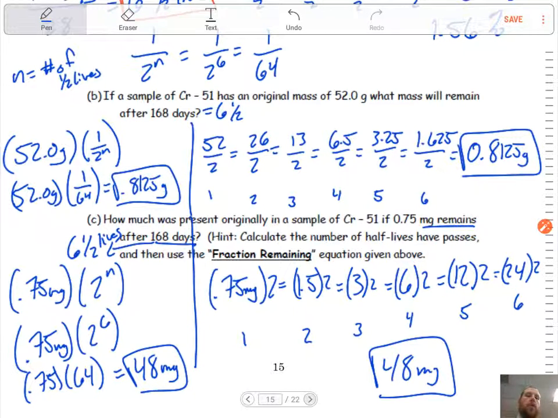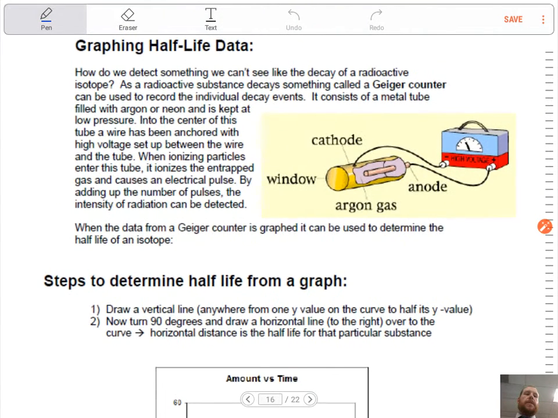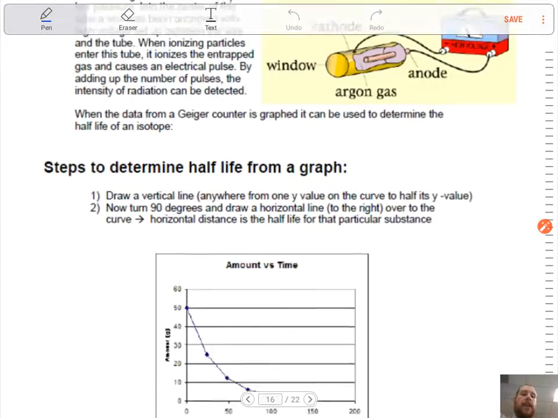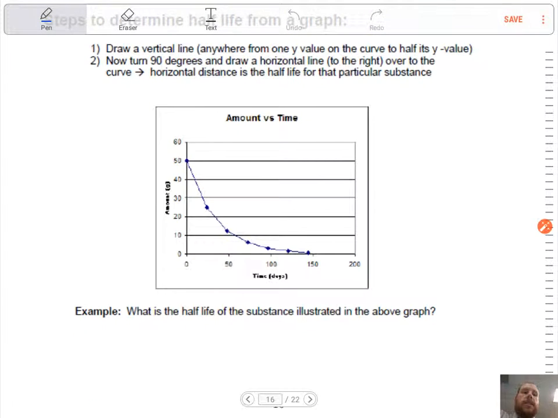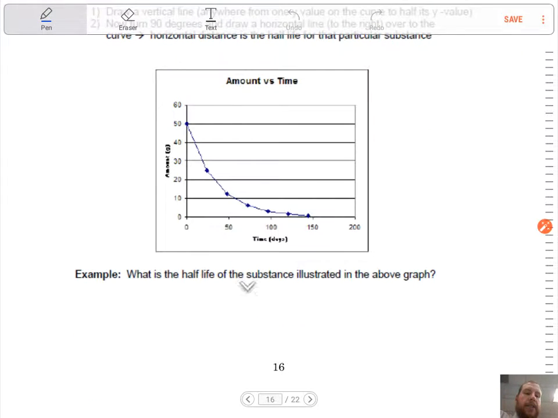So, another question you could potentially see on the Regents is they could give you a graph, okay? This is just explaining graphing half-life and steps. Guys, just keep it simple. Look at your graph. It says, what's the half-life of the substance illustrated above? So look and see, where did you start? Okay, at time 0, we had 50 grams. Well, if we wanted to figure out 1 half-life, divide this by 2, how many grams would be left?